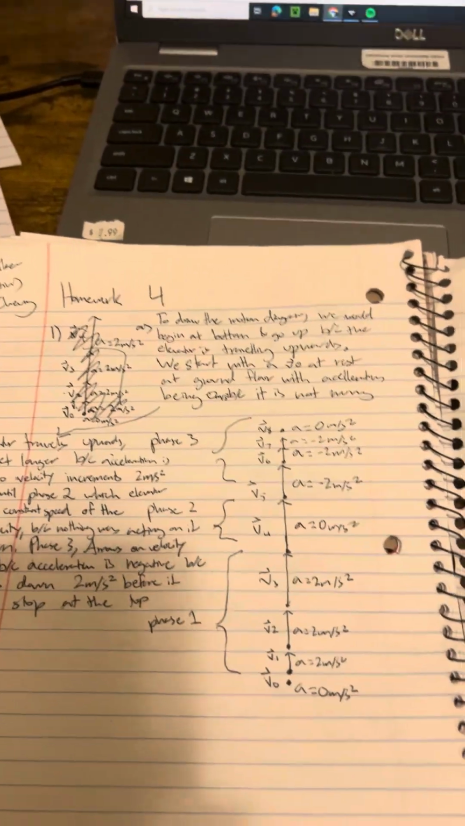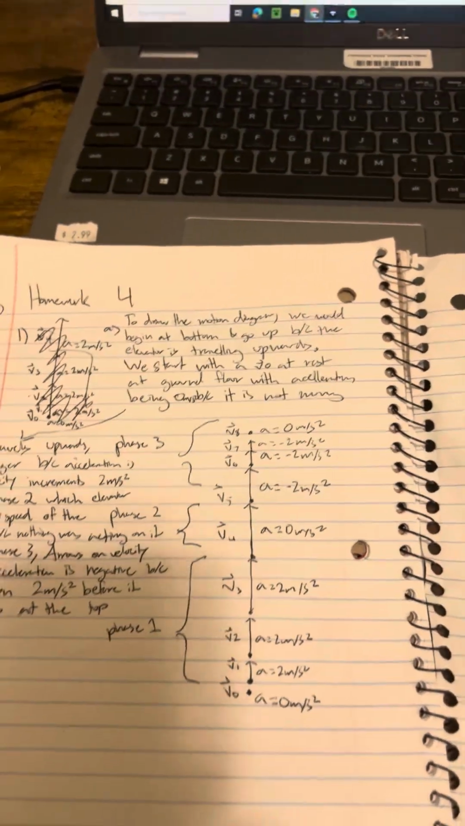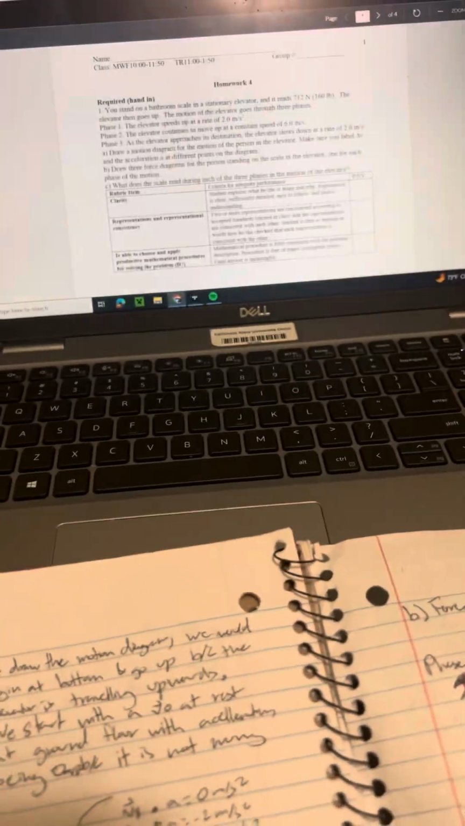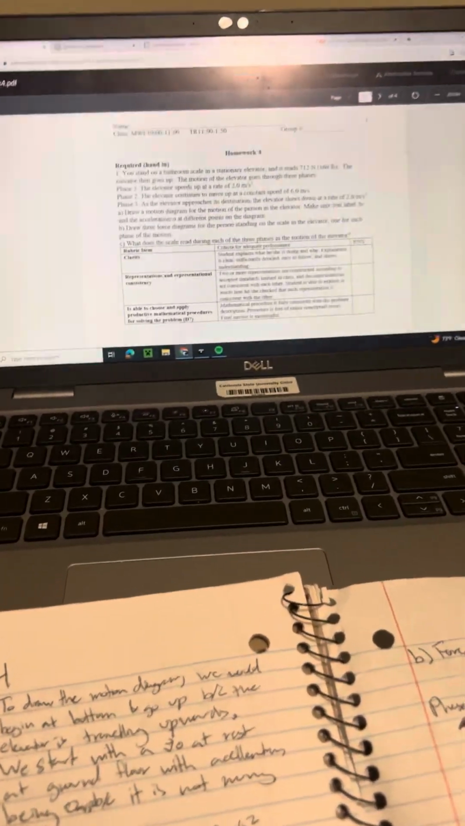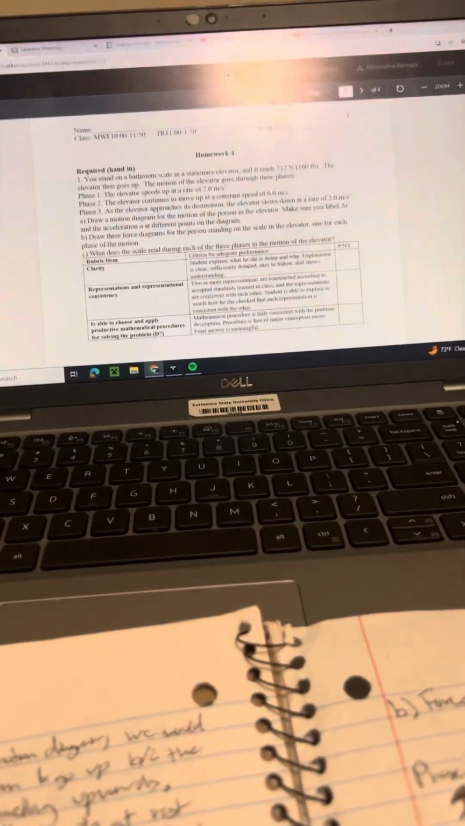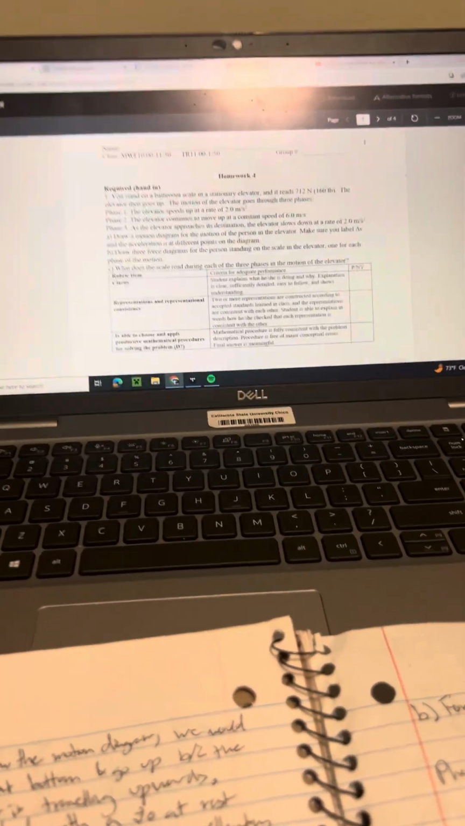Hey, today I'm going to be doing homework for question number 1. So you stand on a bathroom scale in a stationary elevator and it reads 712 newtons or 160 pounds. The elevator then goes up. The motion of the elevator goes through 3 phases.